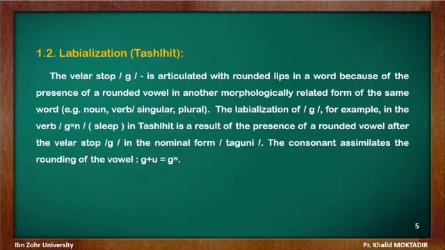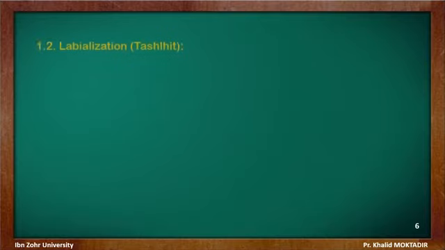In other words, as we move from noun to verb, or from verb to noun, or from singular to plural, or vice versa. The labialization of g, for example, in the verb gun, sleep, in Tashlhit is a result of the presence of a rounded vowel after the velar stop g in the nominal form, taguni. The consonant assimilates the rounding of the vowel in the manner that you can see. So g, u, pronounced as g. Look at more examples.